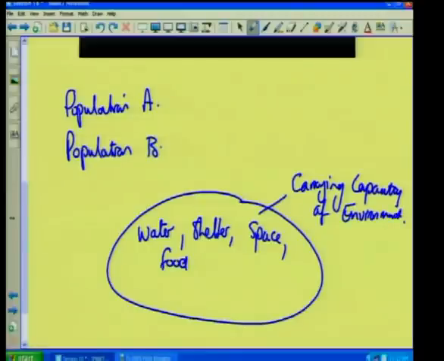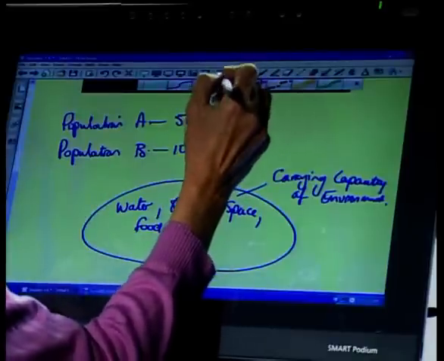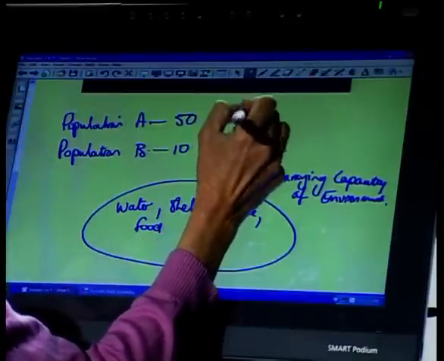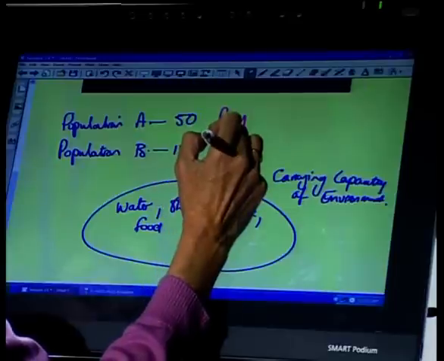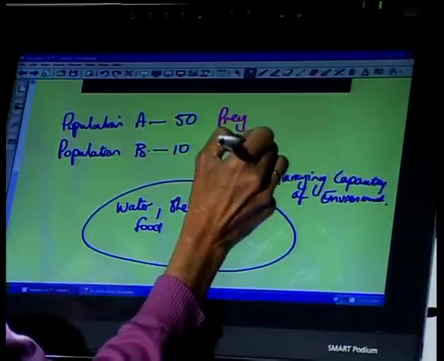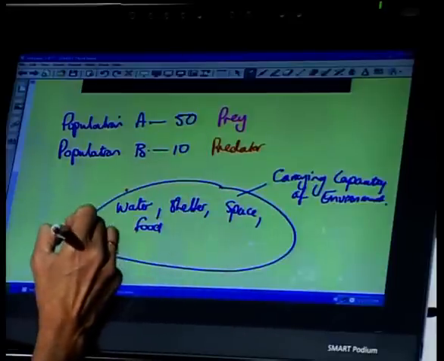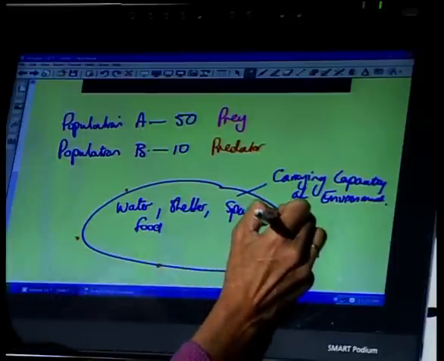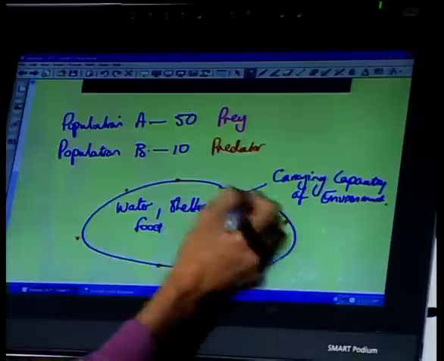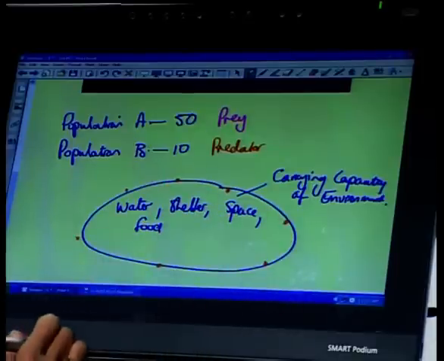Now, within this carrying capacity, we can possibly say we can have 50 of these organisms and 10 of these organisms. The minute I do that, you should immediately be able to pick up that population A, these are my prey, and population B is my predator. And they live in this wonderful, beautiful area. This is the predator's territory. This is where they live. Within there, we are going to have our prey.